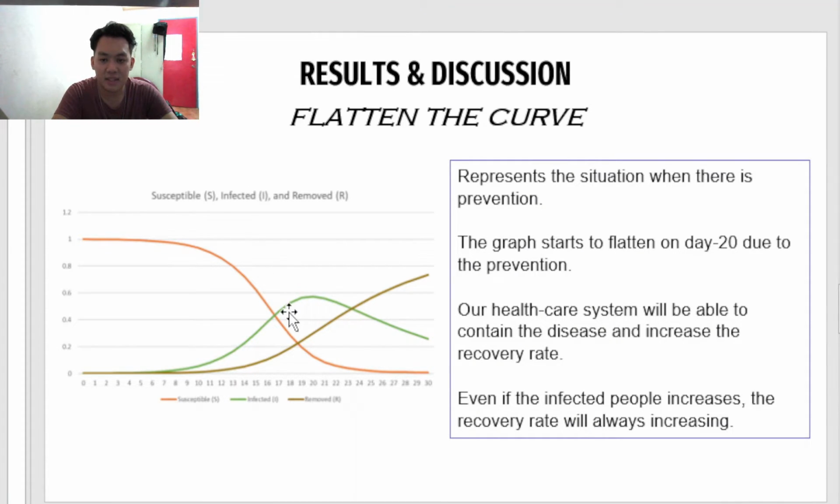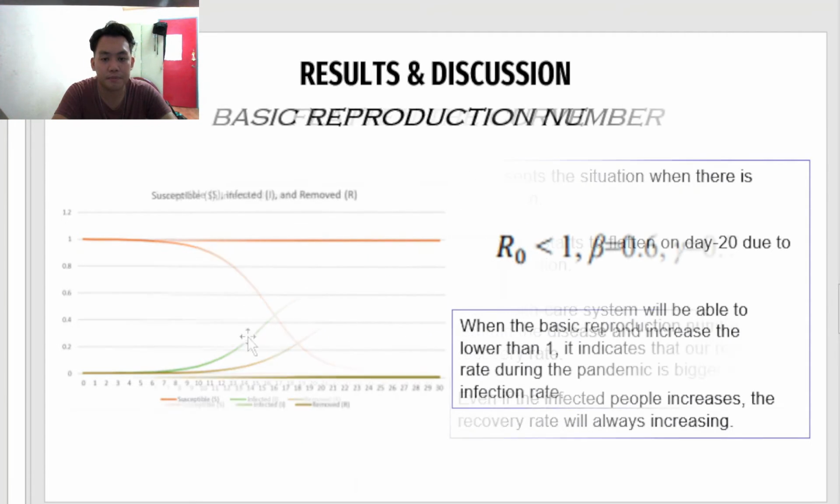You can see the infected group here starts to dip after 20 days, and the graph starts to flatten a bit due to the countermeasure. So, in other words, our healthcare system will be able to contain the disease and increase the recovery rate as time goes by. Even if the infected people increase, the recovery rate will always be increasing, just as represented here.